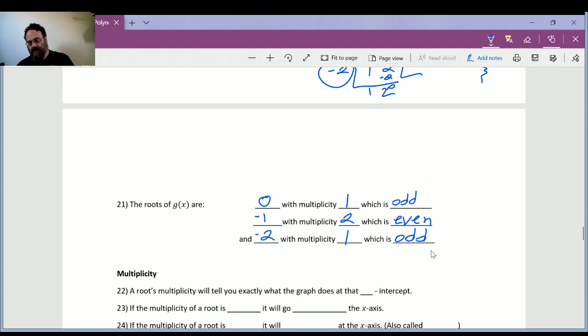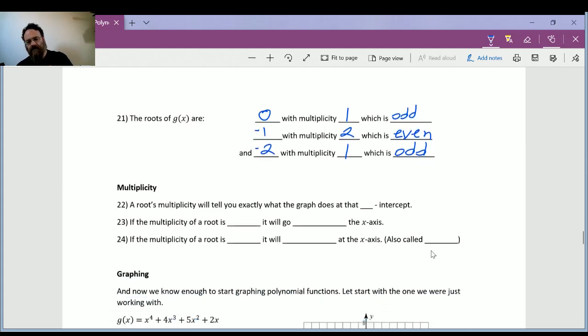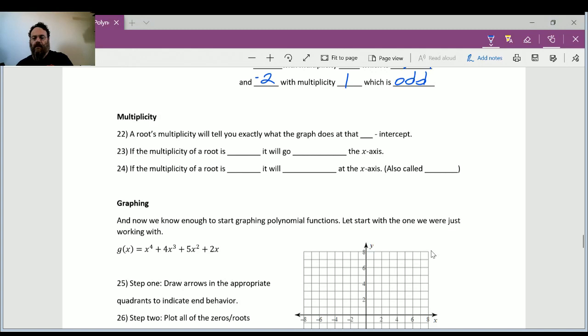Okay, here we go. Let's see what all that significance is when it comes to multiplicity. A root's multiplicity is going to tell you exactly what the graph does at that x-intercept. If the multiplicity of the root is odd, it's going to go through the x-axis. Meaning it's just going to pass right through. Like here's your x-axis, here's your root, and boom, went right through it.